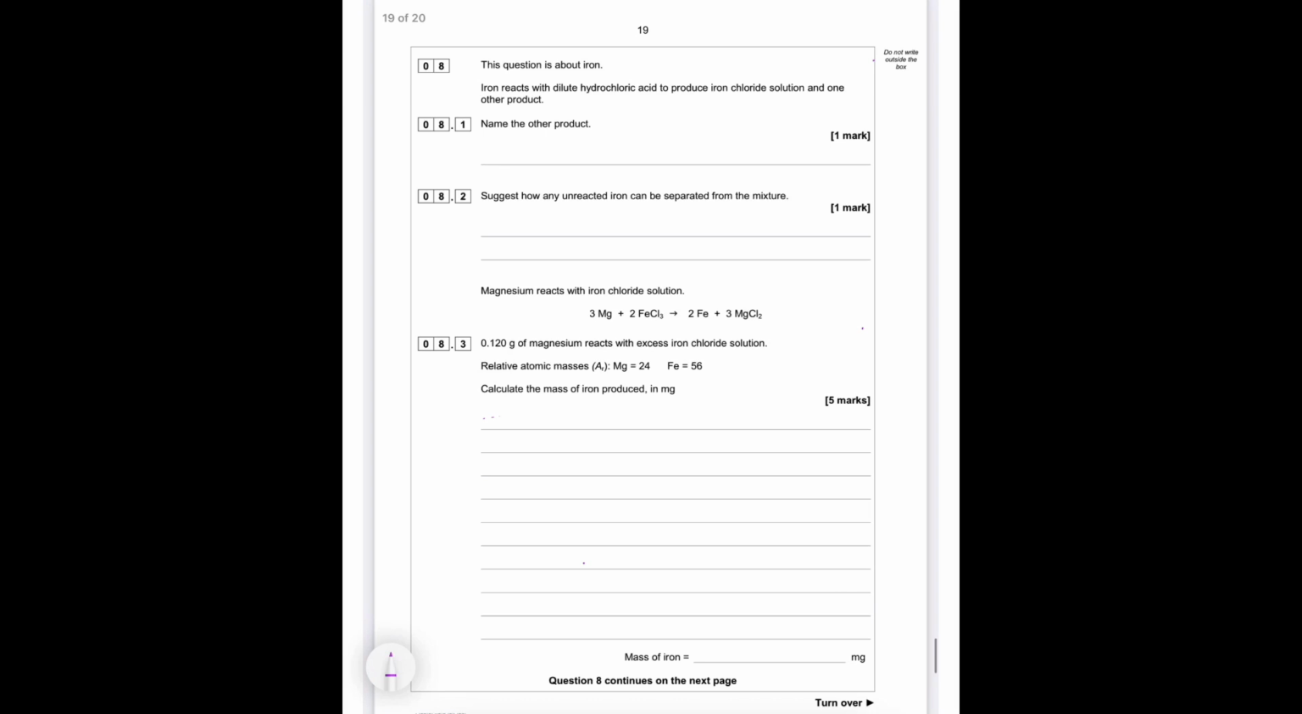This question is about iron. So iron reacts with dilute hydrochloric acid to produce iron chloride solution and one other product. Name the other product. So when we have a metal reacting with an acid, we get a salt plus hydrogen gas. So our answer here would be hydrogen. Now suggest how any unreacted iron can be separated from the mixture. Because iron is a metal and the mixture is a solution, we can filter out the solid. So this would be filtration.